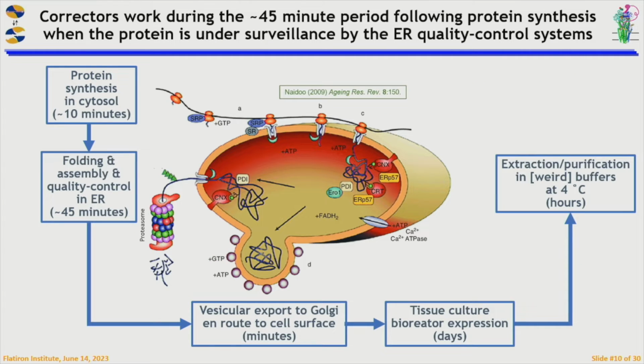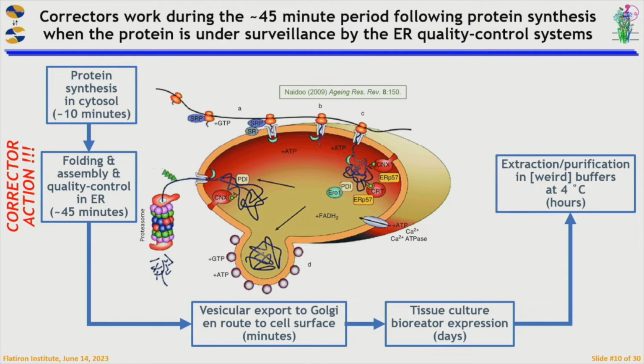All right, so before showing you CFTR structures, I'll just point out that correctors work during a 45-minute time period, and Gerge has very nice data showing this. The time when correctors act on CFTR is following synthesis of the full chain. That's where you get most of the corrector activity. So that's a roughly 45-minute period where very complicated things are going on. What we are doing is, of course, using cells to make it in tissue culture bioreactors, and then we're purifying it in weird buffers at 4 degrees.